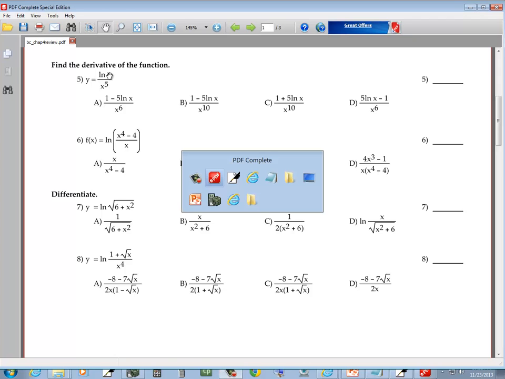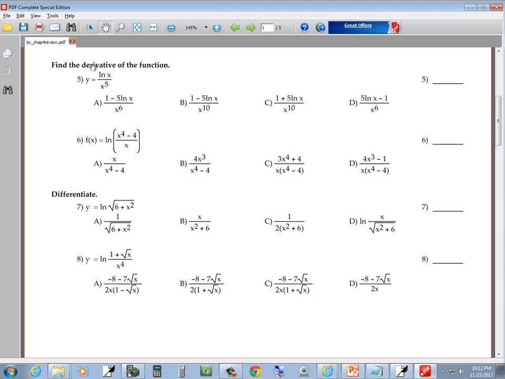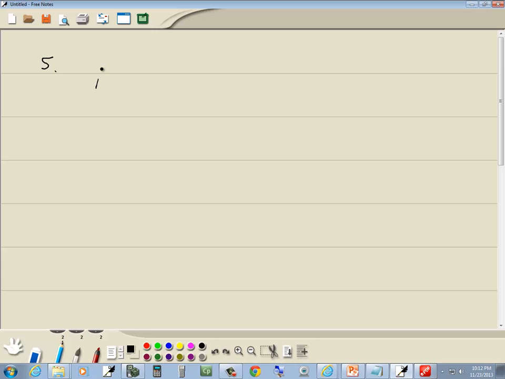Take a look at number 5. We've got y equals natural log of x over x to the fifth. Quotient rule. This will be p and this will be q, so we need p prime and q prime.